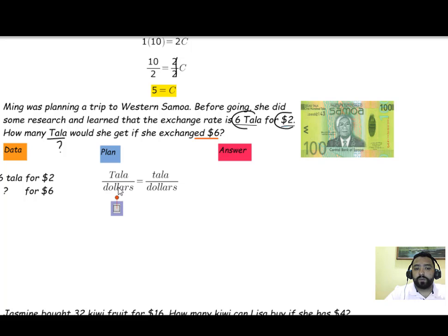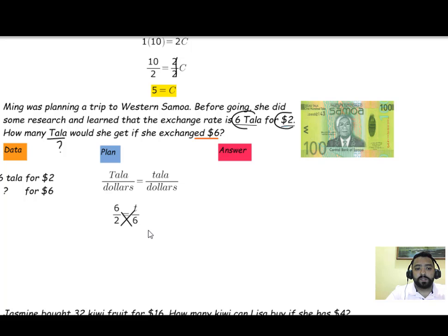How many dollars with dollars? 6 tala for $2, 6 over 2. Then equal the quantity of dollars that we don't know, or say the missing value, for $6. So 6 is down because we have dollars and dollars. And the tala we are going to represent with a letter T. Then you need to do the cross product multiplication.